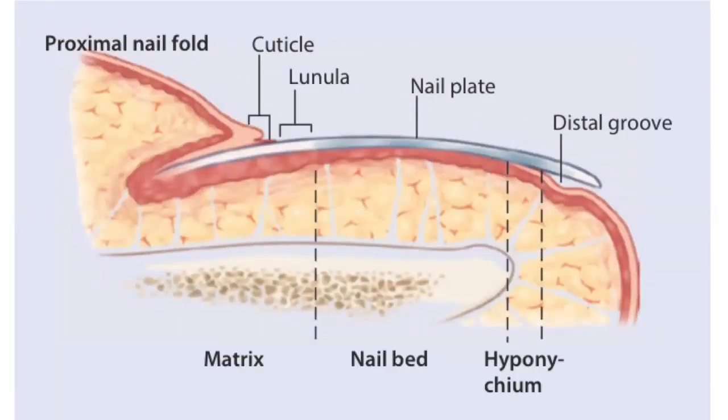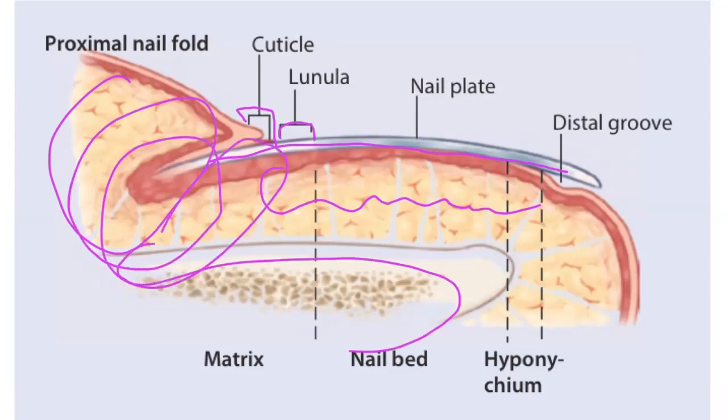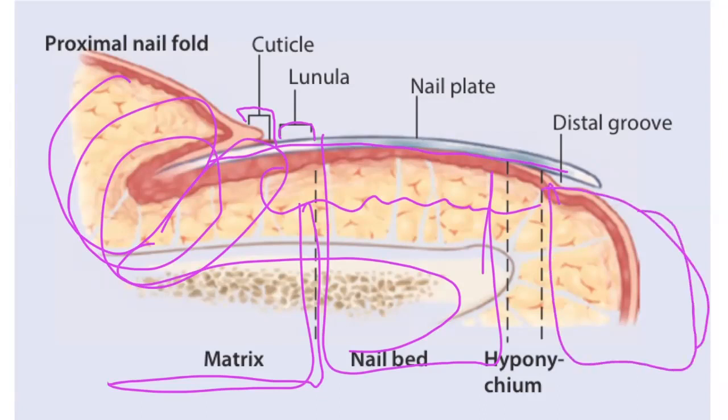So this is the proximal, you see, cuticle and lunula. This is the nail plate. This is the nail bed. This is the matrix. You see matrix, bed, and this is the hyponychium.